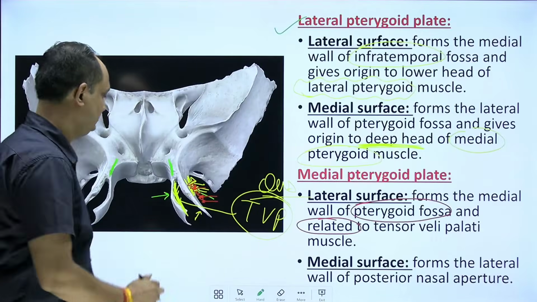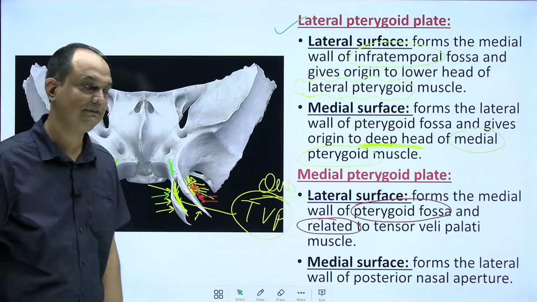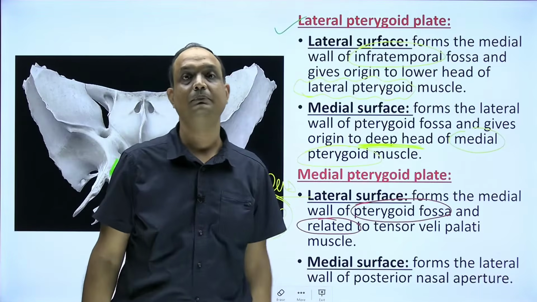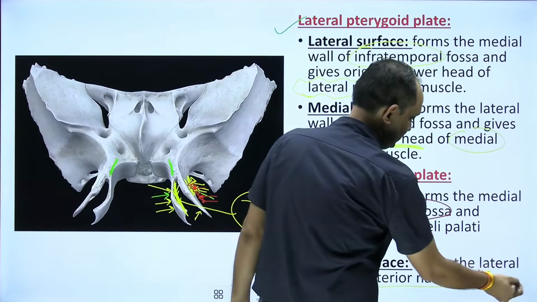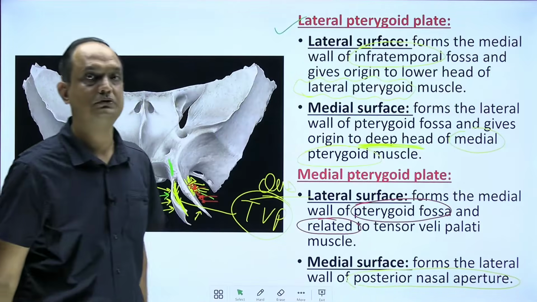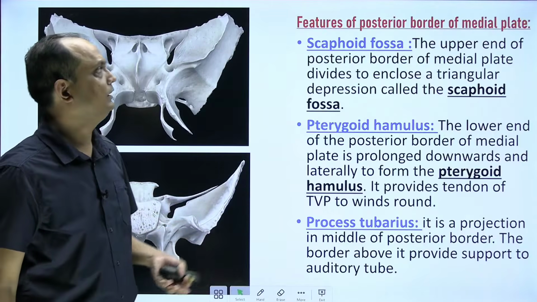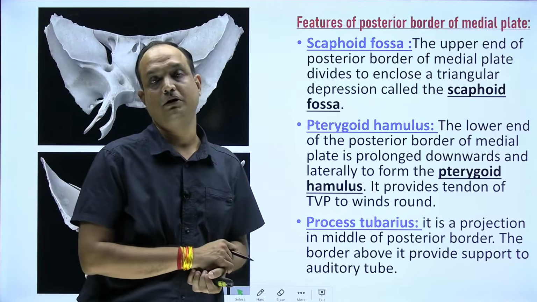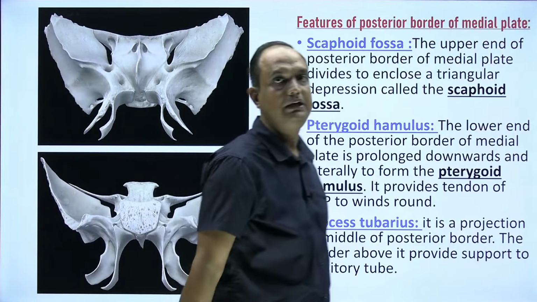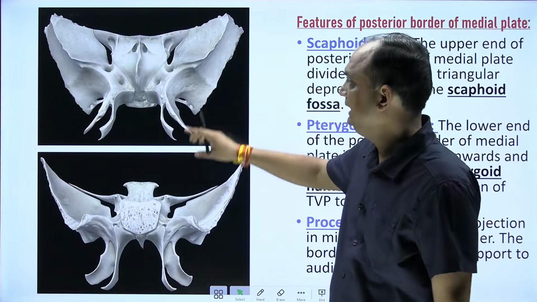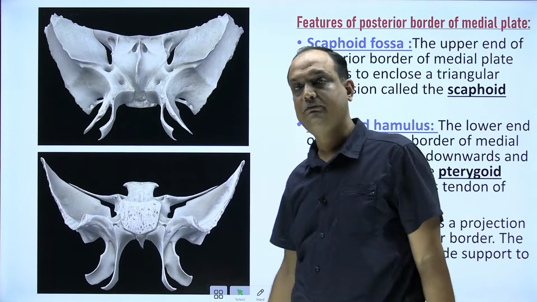Then you have the medial surface of the medial pterygoid plate, and you have to keep in mind that this surface becomes part of your posterior nasal aperture. So, it forms the lateral wall of the posterior nasal aperture. Now, what are the features of the posterior border of the medial plate? Here you can see two images, one anterior and one posterior. This is the anterior image of the sphenoid bone and this is the posterior image of the sphenoid bone.